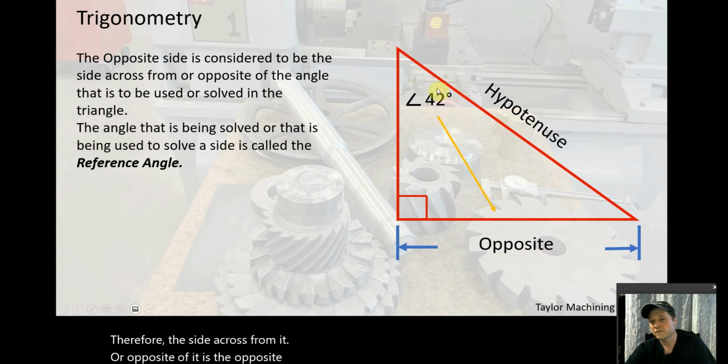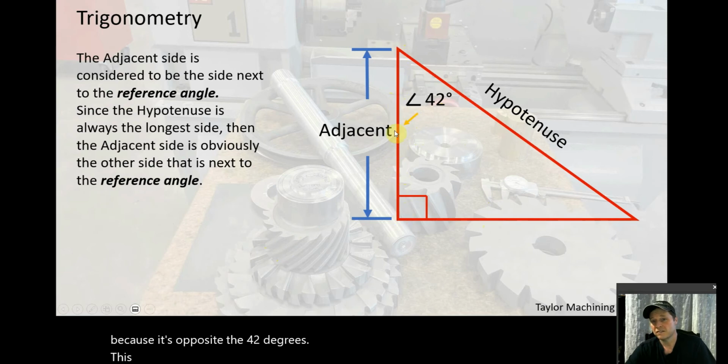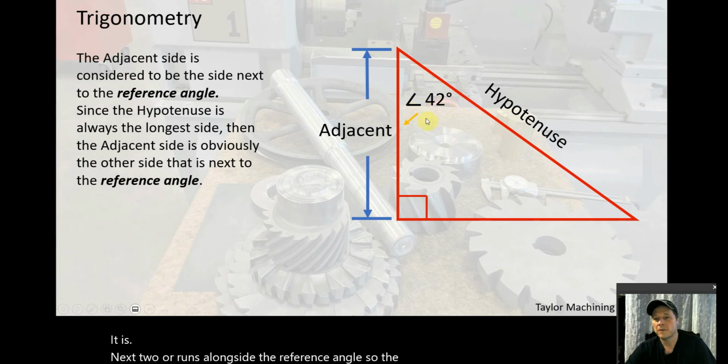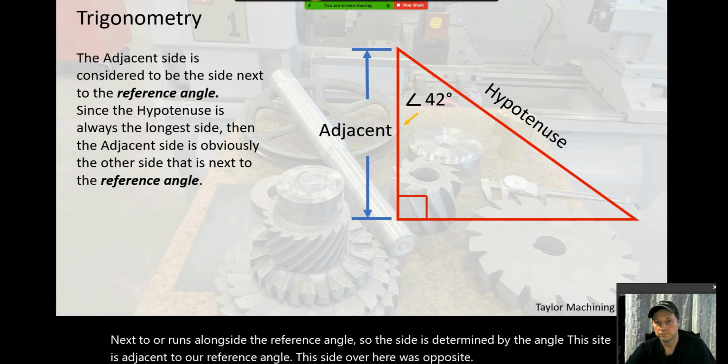So this is our reference angle. This is the opposite side because it's opposite the 42 degrees. This length is our adjacent side because it is next to, or runs alongside, the reference angle. So the side is determined by the angle. This side is adjacent to our reference angle. This side over here was opposite to our reference angle.